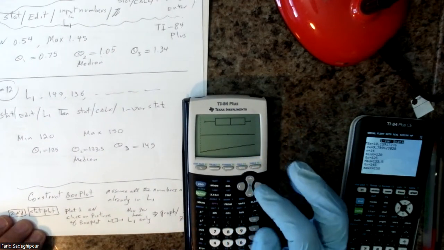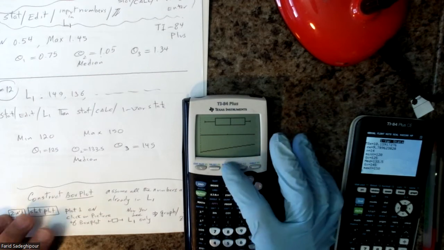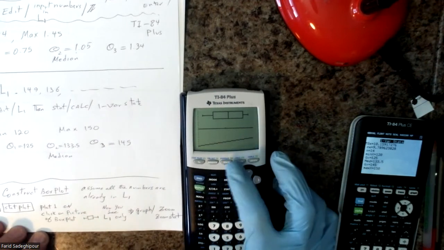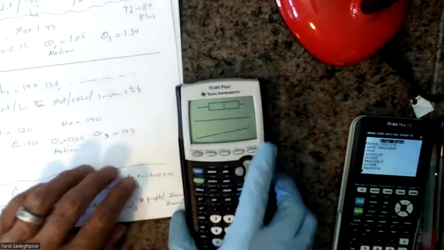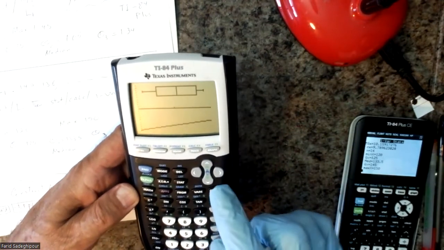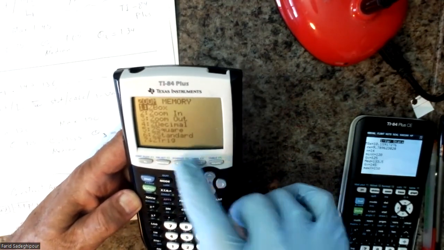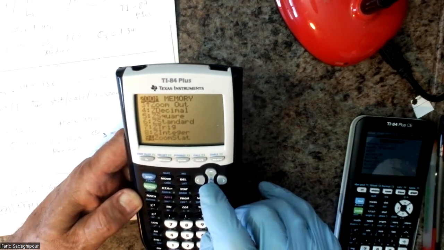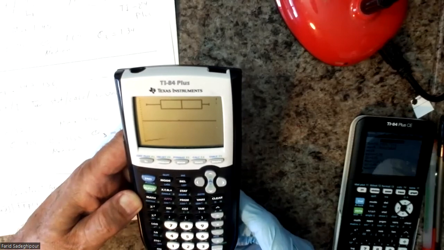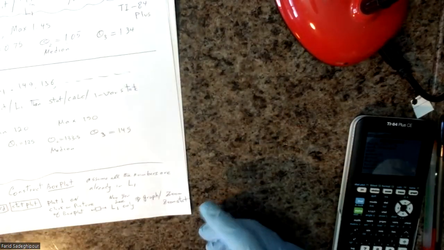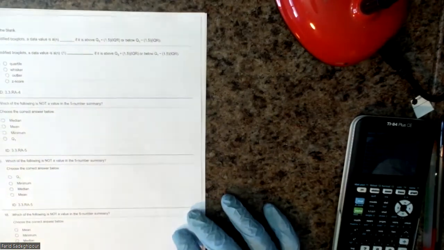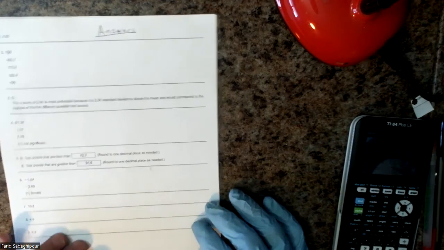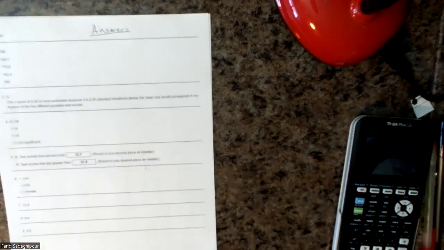If you don't see it, sometimes you may not see it correctly. Go to Zoom. This part is important. Go to Zoom and Stat. So you go to Zoom, and ZoomStat, and that gives you your box plot. And the rest are multiple choice questions, and I have the answers for the rest of the problems there.